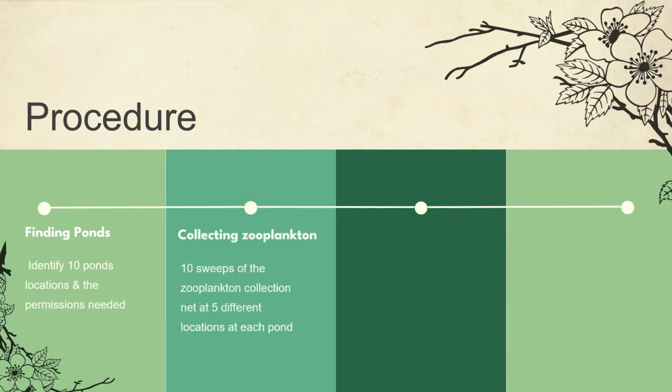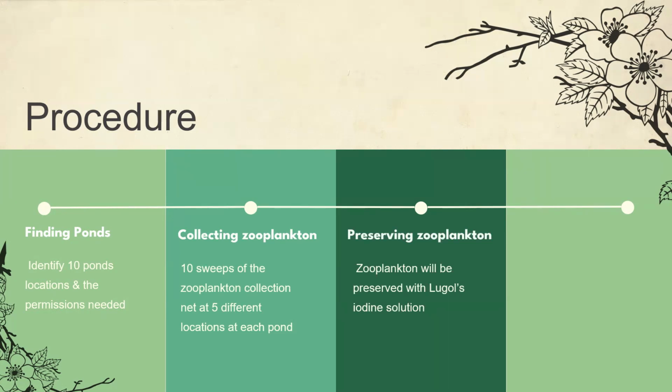So there's 10 sweeps of a zooplankton net in the ponds at 5 different locations at each pond, so 50 sweeps in all. And once we've collected them in the net, we'll take them back to Webster and look under a microscope and identify them. Then we're going to preserve the zooplankton in Lugol's iodine solution until they can be taken back to Webster.